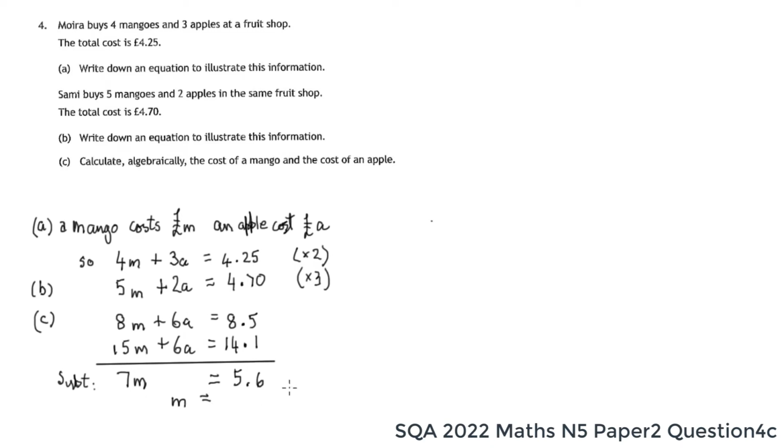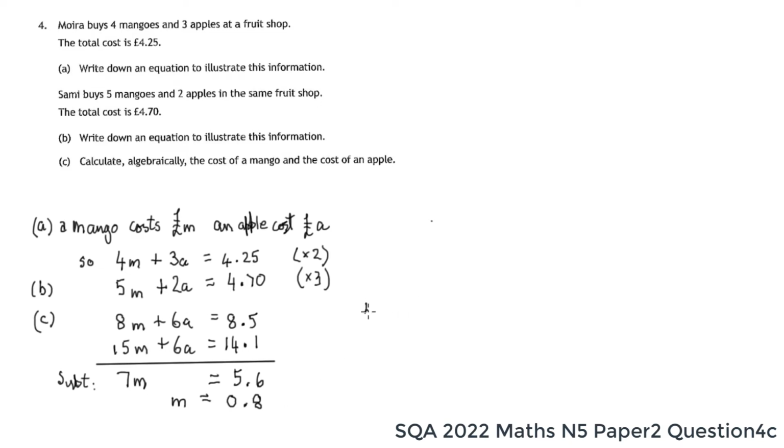So 7 into 56 tenths, as they are, would be 8 tenths. So there's 0.8. Again, do that in your calculator. So calculate algebraically the cost of a mango and the cost of an apple. We've found the cost of a mango.